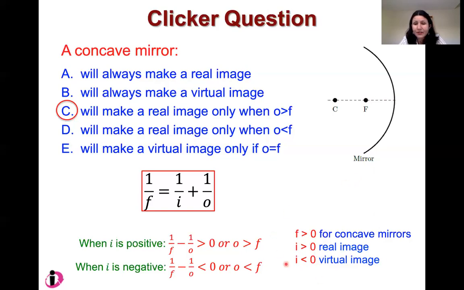And here's just a reminder of the sign conventions. And at home, I suggest that you prove, using very similar arguments as I did here, why convex mirrors will only make virtual images, why you can only get a negative I.